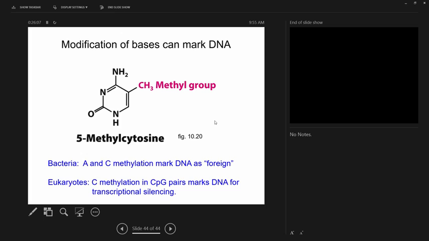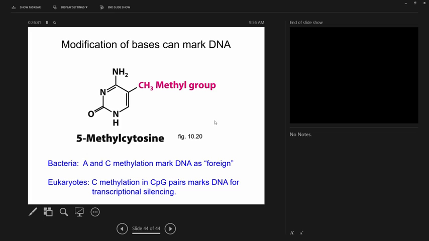Why is this? So why is methylation in eukaryotes always in CpG pairs? So you have a CpG like that. The reason is because of complementary base pairing. If you have a C and then a G, 5' to 3' on one strand, you will have to have a C and a G, 5' to 3' on the other strand.